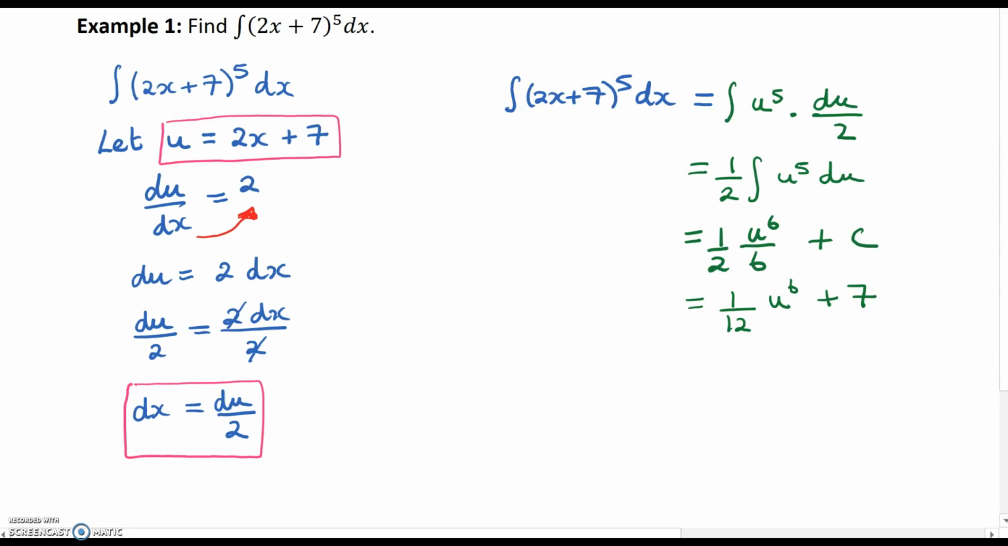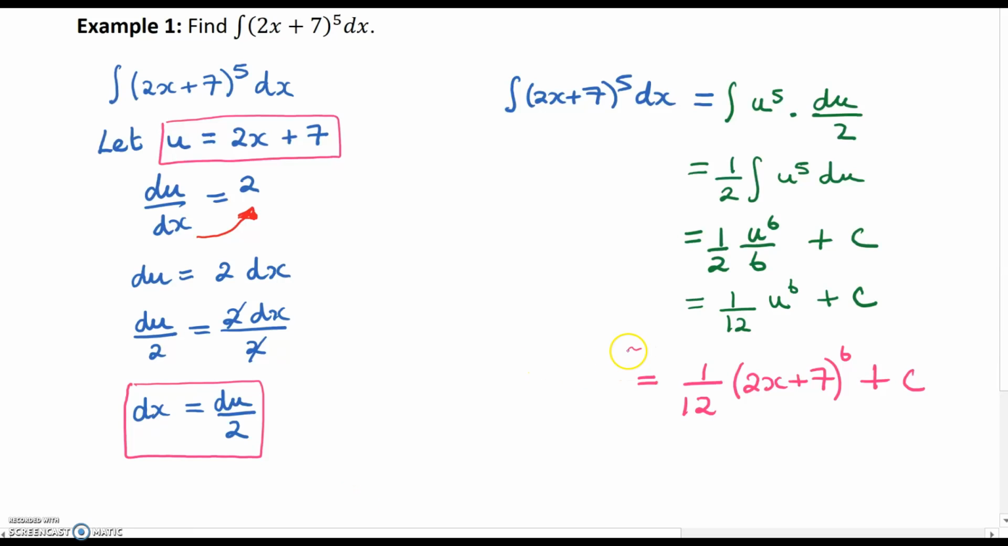And then finally, very importantly, the question was asked in terms of x. We have to write the answer in terms of x. I'm not sure why I wrote plus 7 there. Let me just correct that. We'll just correct this finally now by replacing u with 2x plus 7. That's why I wrote it. 2x plus 7 to the power of 6 plus c.